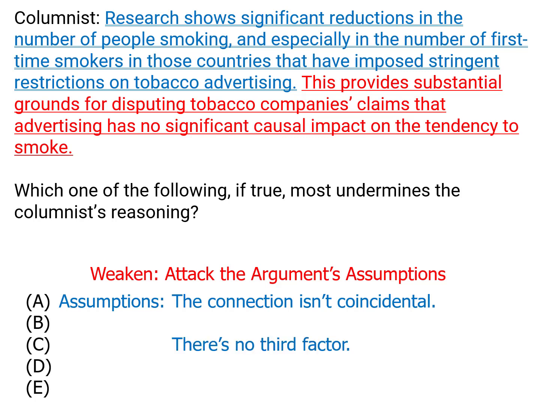There's no third factor, meaning there's not some alternate cause that's responsible for the reduction in smoking in those countries. It's not the lack of ads, it's something else about those countries. And the other assumption, that the relationship isn't reversed, reverse causality. In other words, for this argument to work, we need to believe that the reason that people didn't pick up smoking was because they got rid of the ads, not the other way around. That is, the reason they got rid of the ads was because people weren't tending to start smoking. Attacking any one of those assumptions would weaken the argument, so let's see which answer choice does.